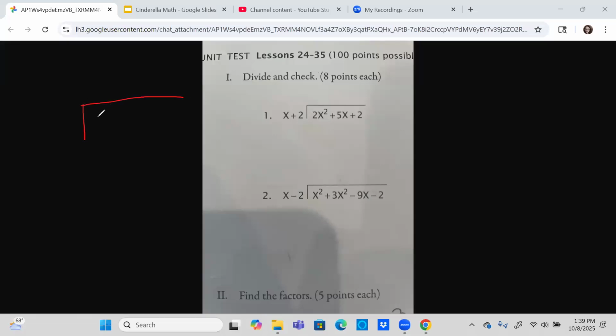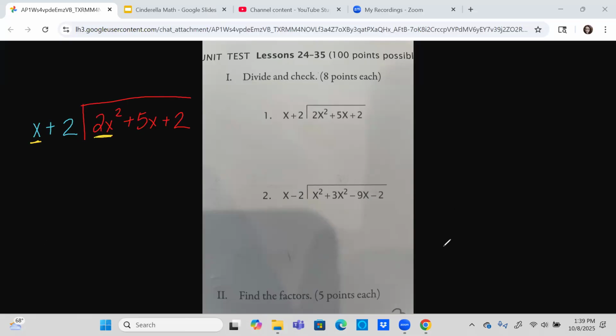So I'm going to come to the side where I have more room. I'm writing on the left-hand side in red pen. Our inside polynomial, that's our dividend. Our outside polynomial, that is our divisor. And you want to ask yourself how many times x goes into 2x squared. If you can do that in your head, amazing.